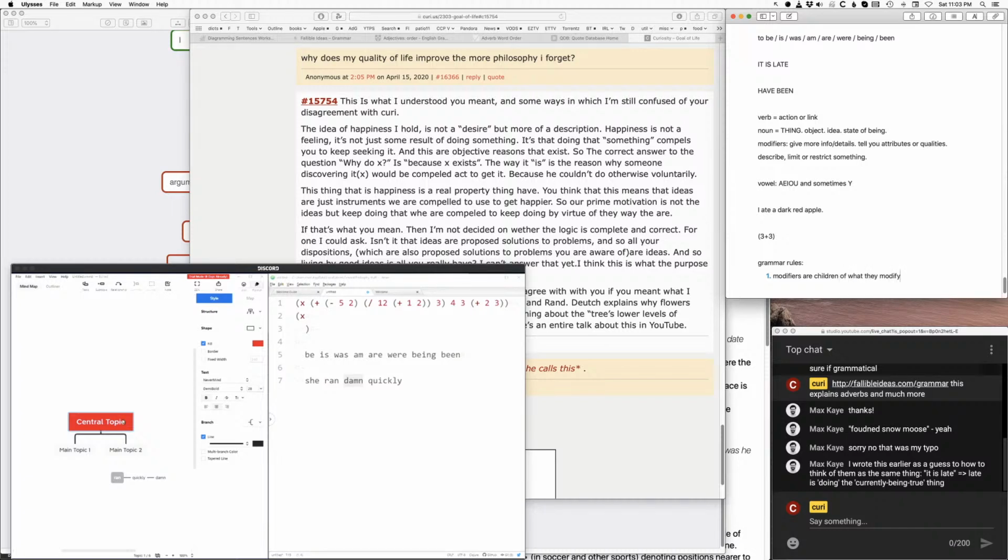Okay, so you definitely figured out one of the rules. A modifier is the child of the thing it modifies. That is what you're doing there. Yeah, I guess I didn't state that rule, or you didn't either, but it was kind of the thing that came to me then.